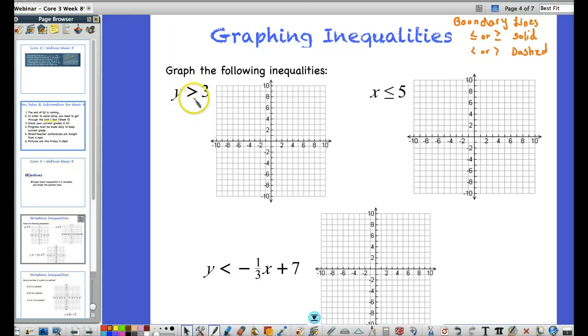So this is y is greater than 3. So what I'm going to do is go to the positive 3 on y right here and put a dot. Okay, and then I'm going to draw my boundary line through that dot. But here's the key. This is a greater than sign. So everybody here, is that going to be a dashed line or a solid line?